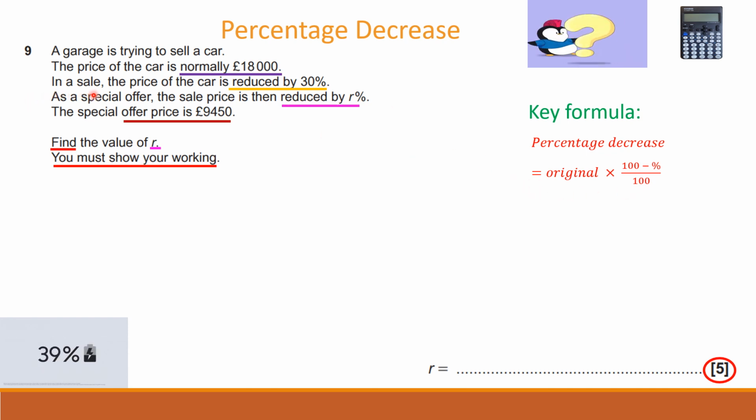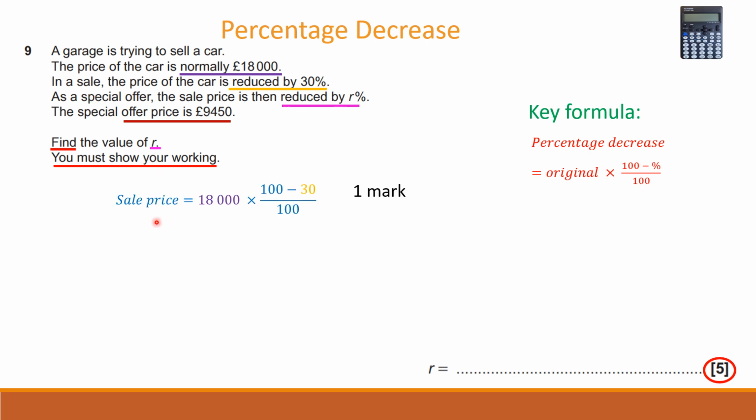So we're first of all going to put the values into this formula. My sale price is going to be the original amount, this £18,000, times my multiplier, which is going to be 100 take away the percentage, which was 30%, divided by 100. You can type this into the calculator because it is a calculator paper, and it will give you 1 mark. You could put brackets around this fraction to make it easier to type in, but it's not necessary. Remember to use your fraction button, the two squares above each other, then press equals and it will give you 12,600, and that is your second mark.